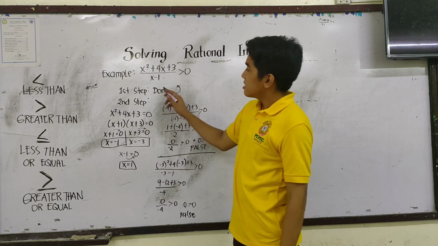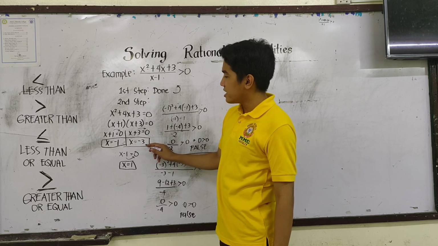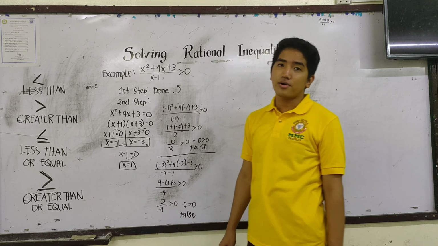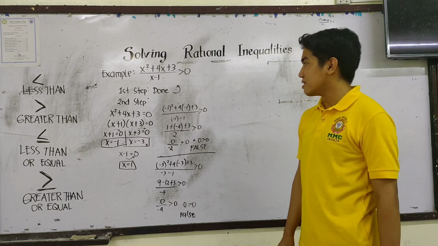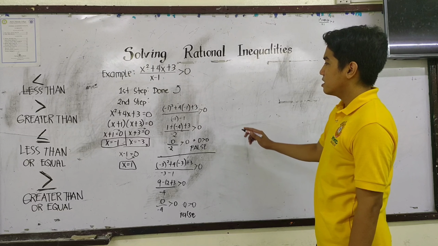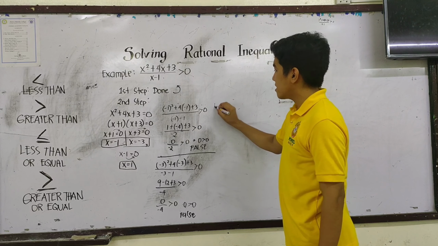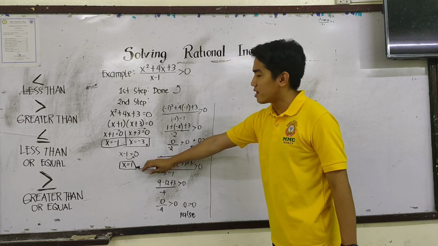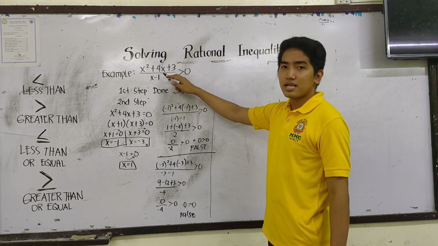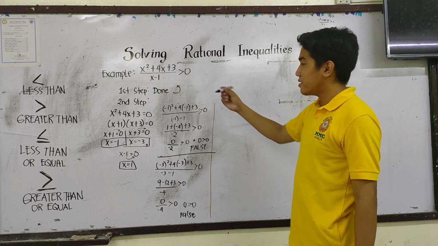So, yung ating negative 3 is not also part of our solution. Next, si positive 1 naman. Magiging part kaya siya ng ating solution? So, let's check. So, positive 1. Substitute lang natin yung value ng x doon sa ating main equation.